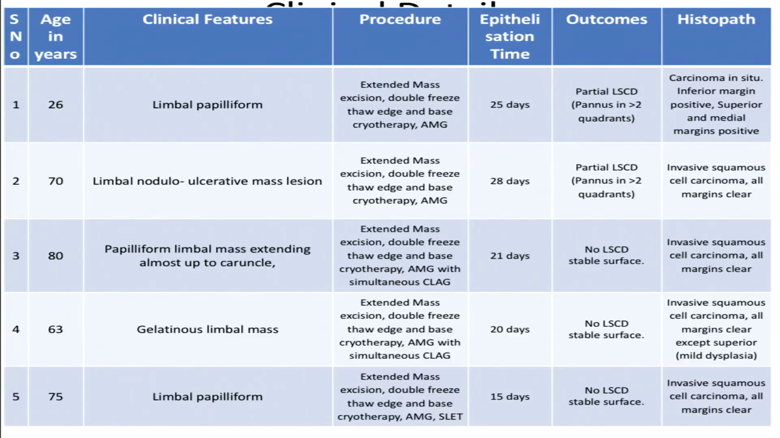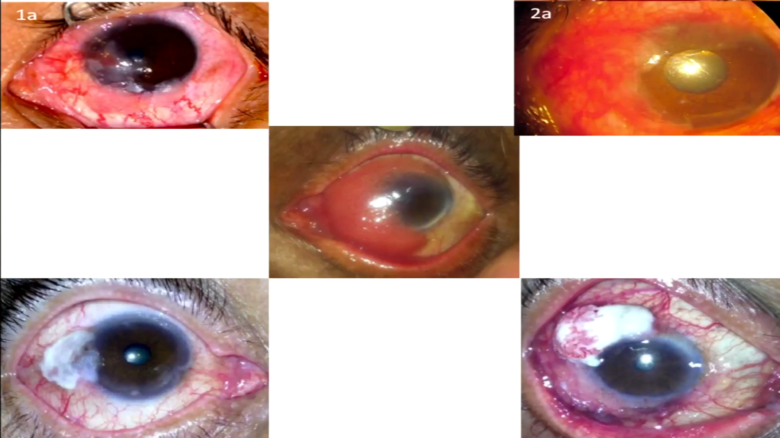There were 5 cases, and we had clinical features which were these. We measured the epithelialization time and the outcomes at the follow-up period, and the histopathology was also analyzed. The top 2 were the controls, the historical controls, in which only the primary excision was done and covered with AMG, and no LSCT was done, whereas the center one and the top and the bottom 2 ones were taken as cases.